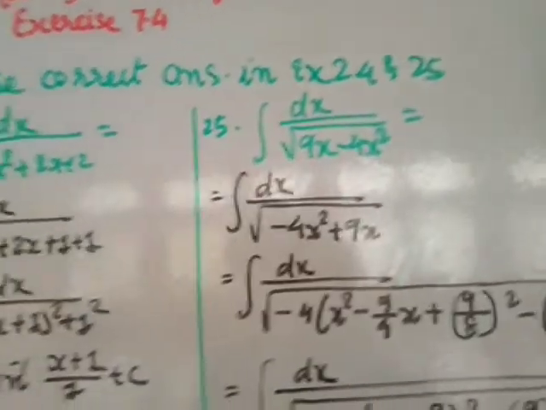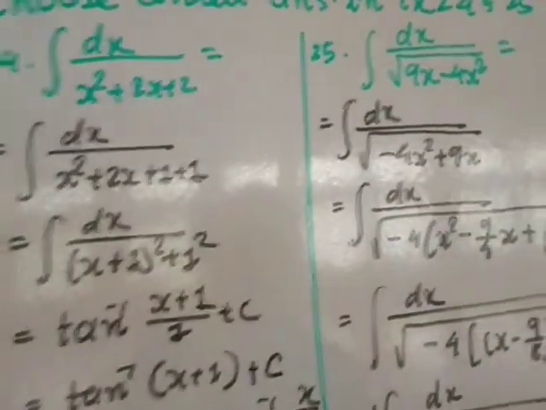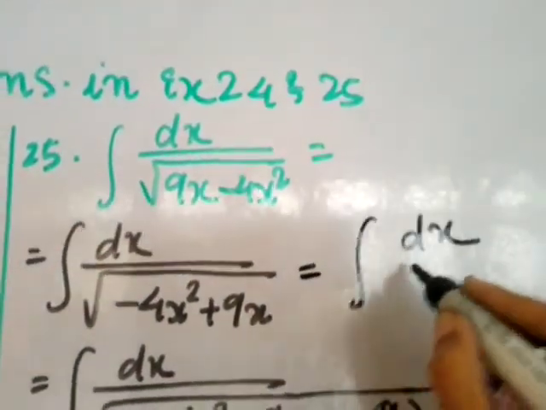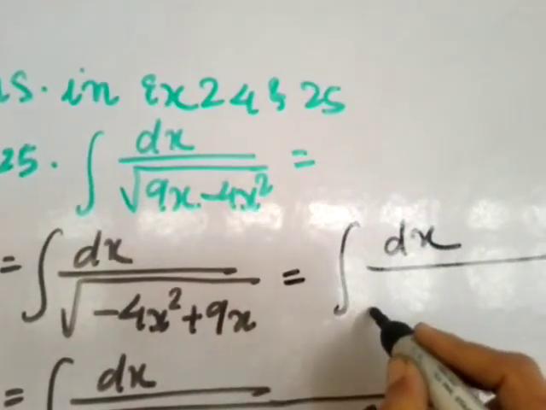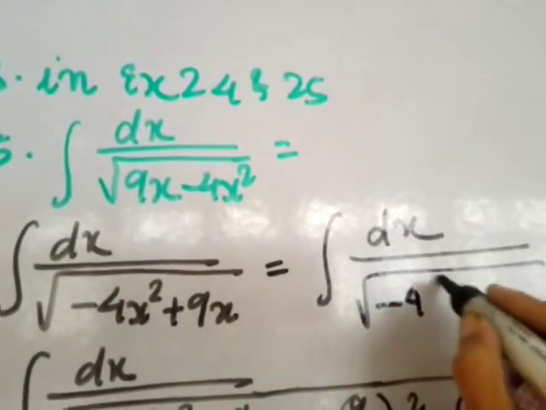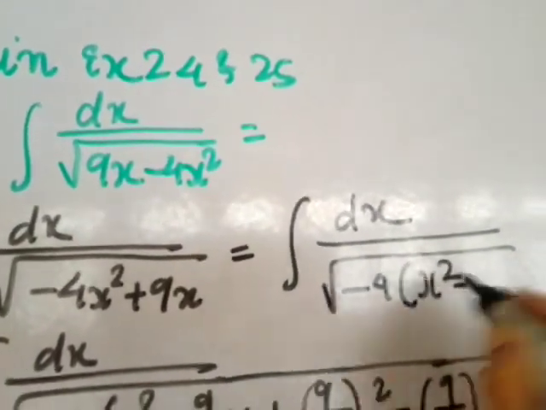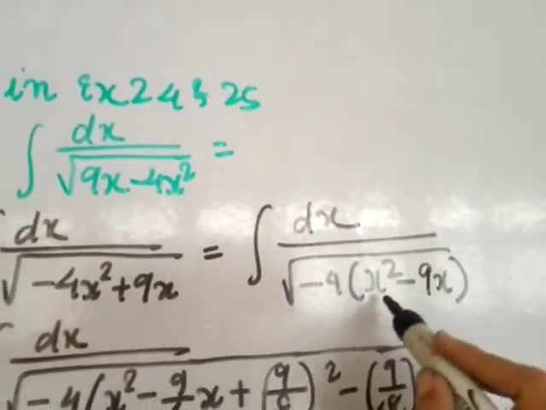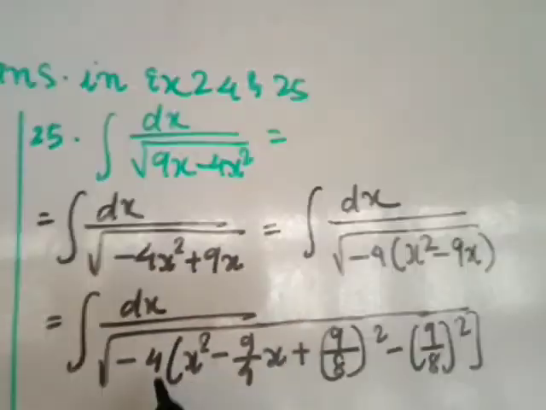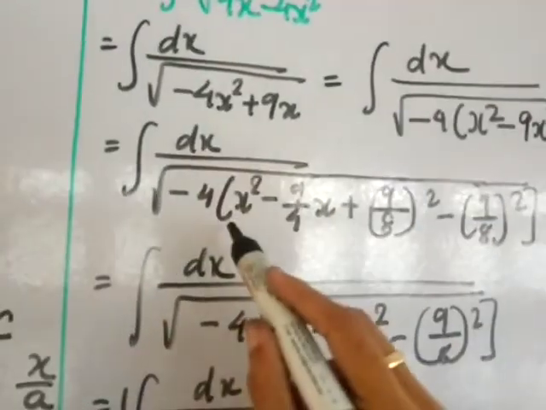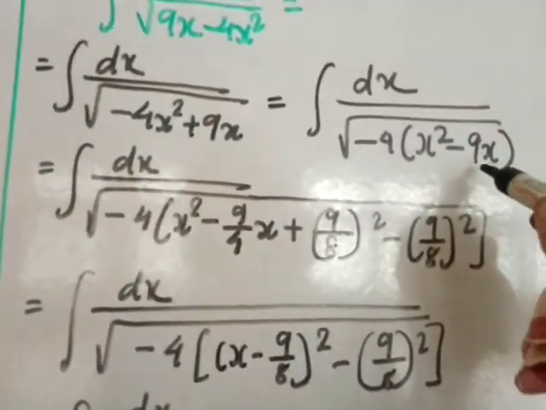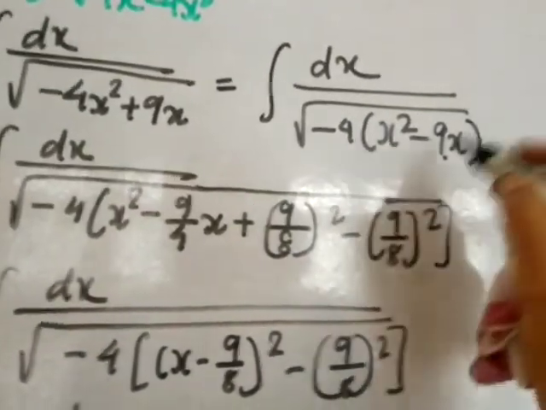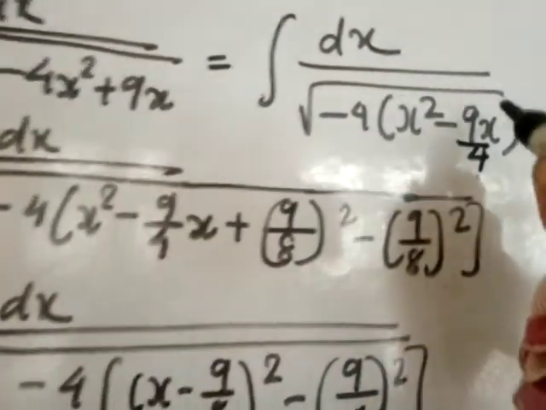I have not written one step, just write it like this. Dx divided by, if you take minus 4 common, you get x square minus 9x, as plus becomes minus. Then I'm going to make the perfect square. Minus 4 is here, x square is here. You have to take the coefficient 9 and divide by 4 also, so 9 by 4.